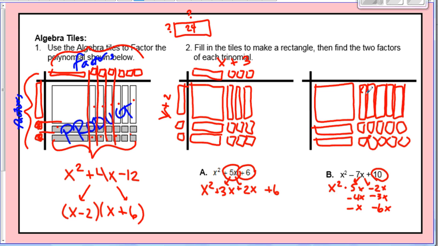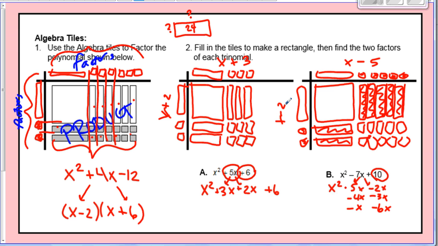Now these are supposed to be negatives. So now I see that I've got x minus 5, because these have to be negative, so those bars are negative. And then I've got x minus 2. Okay?